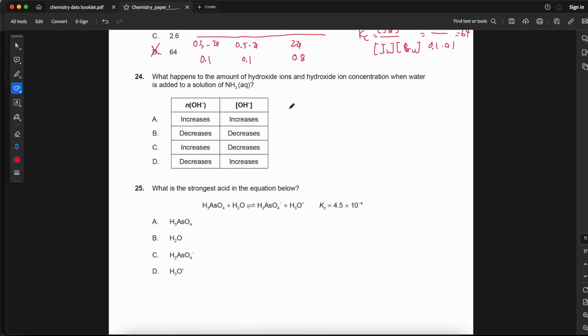What happens to the amount of hydroxide ion and hydroxide ion concentration when water is added to a solution of NH3? When water is added to a solution of NH3 in water, it reacts with water to form NH4 plus and OH minus. This is the reaction. Okay, as NH3 reacts with water, it consumes water molecules and produces hydroxide ions. Thus, the concentration of hydroxide ions will increase.